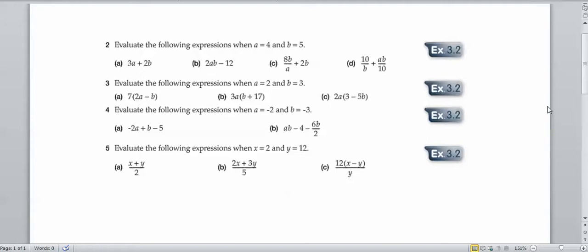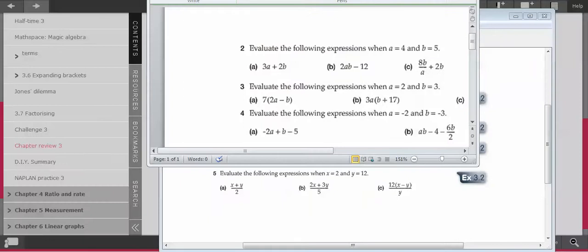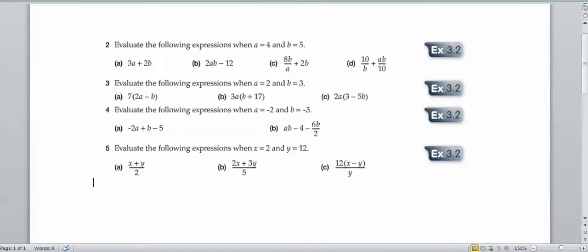Okay, so I'm going to go through the Year 8 Algebra chapter review. I'm just going to pick out some key questions and have a go at them. And so let me just get my pen out. Okay, so let's go for it.